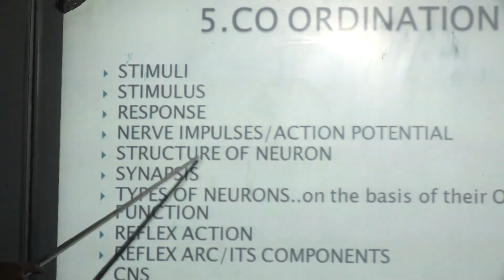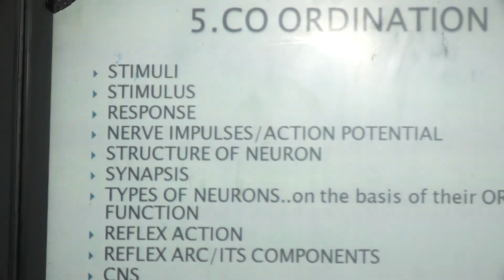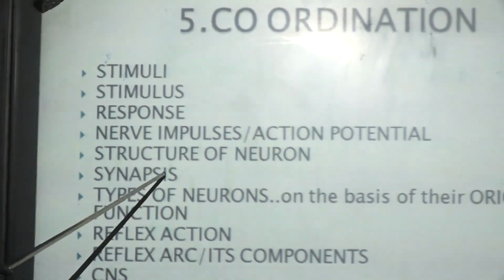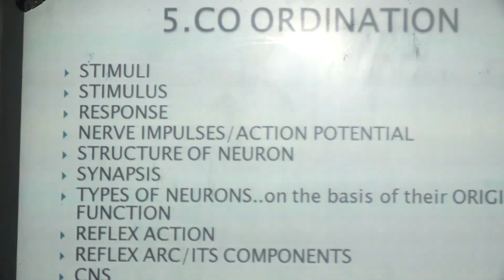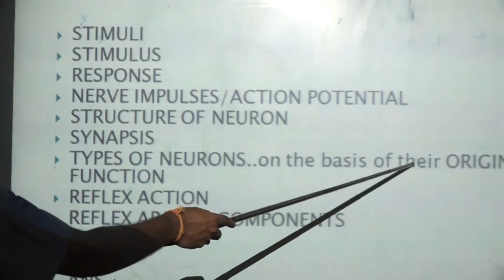And what is the structure of a neuron? Very important and simple one, for 2 marks. What is a synapse? This is also given for 1 mark. And what are the types of neurons on the basis of their origin?